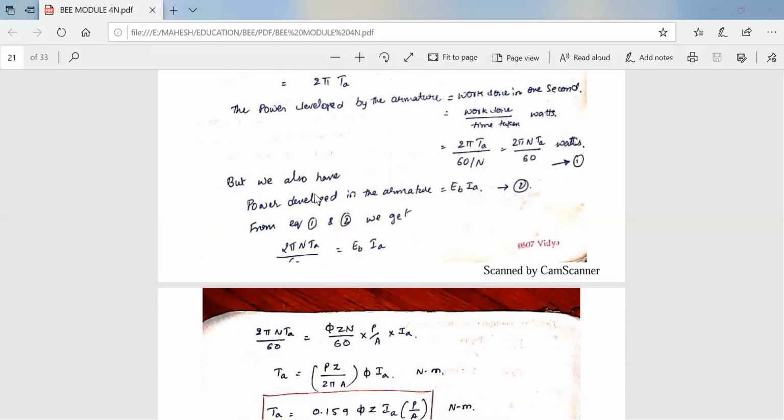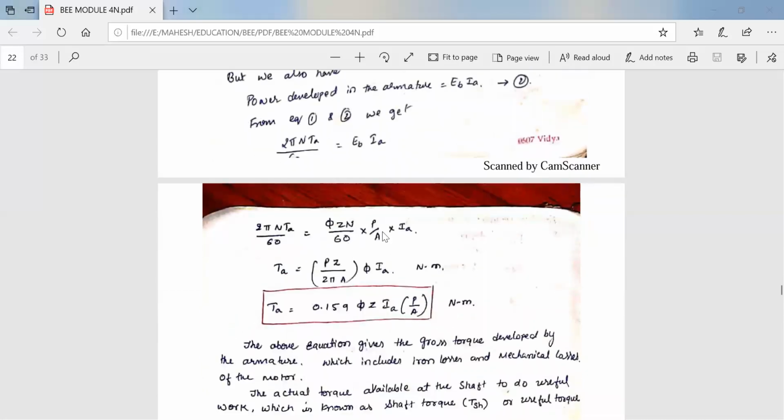So in the DC generator, we have seen that the power developed across the armature is given by P equals Eb into Ia. So considering that power, take it as equation 2. Let the power developed by the armature in the previous, we take it as equation 1. On equating equation 1 and 2, we get 2 pi n Ta divided by 60 equals Eb into Ia.